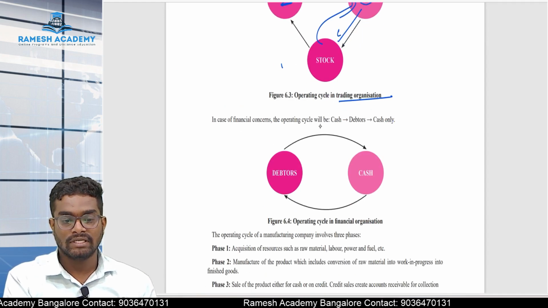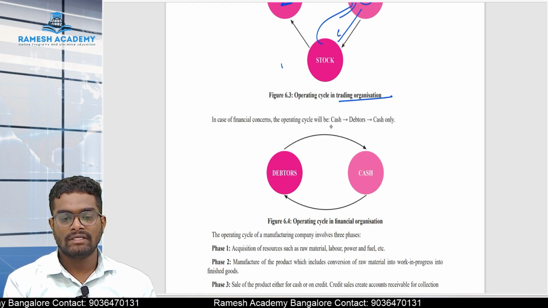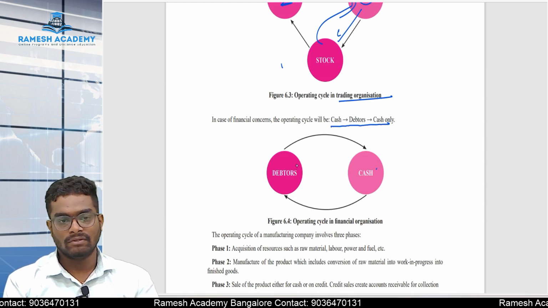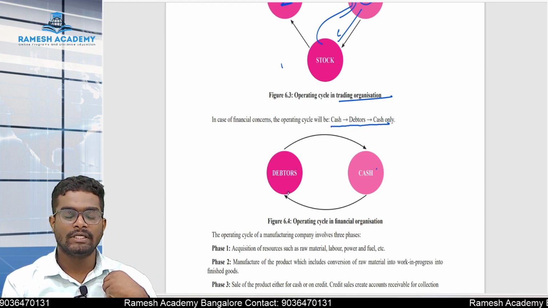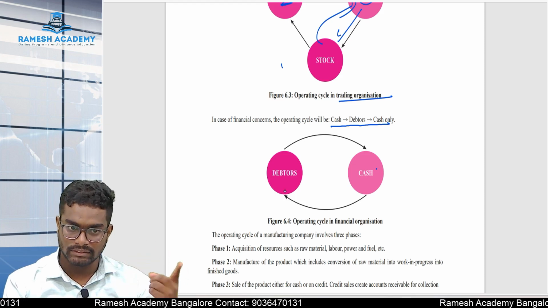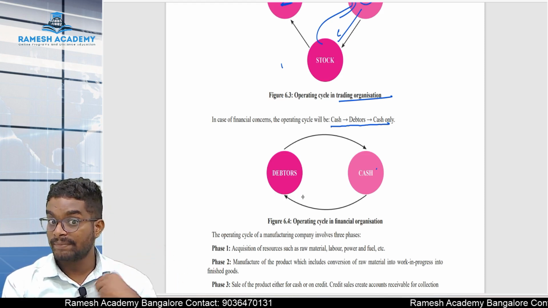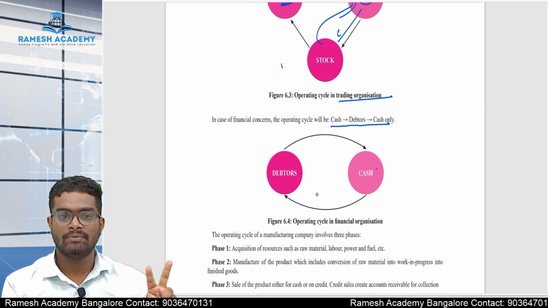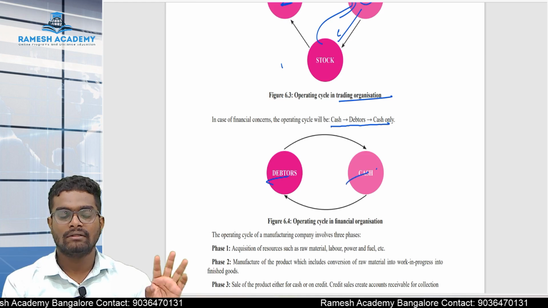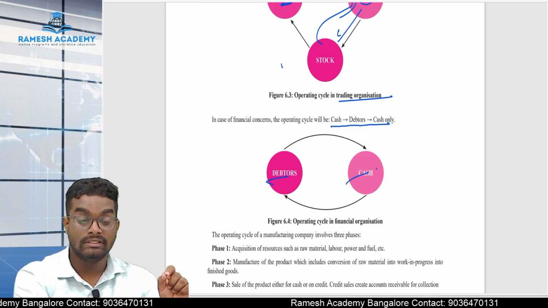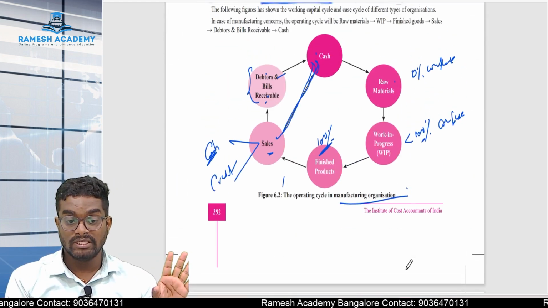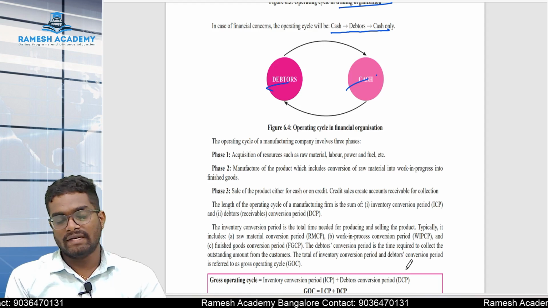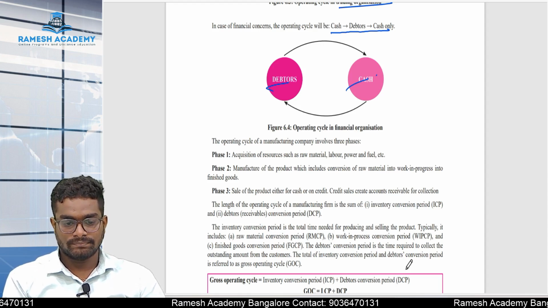So in case of financial terms, the operating cycle will be cash, debtor and cash only. See, I have the cash, I'll give you the amount, you'll be giving me back the amount along with the interest if it is a loan. If I accept a deposit from you, I'll accept the cash, I will be paying you dividend. So there will be only two parties, debtors and cash. Okay, this they may ask in exam. So please be aware: manufacturing, trading and financial organization.